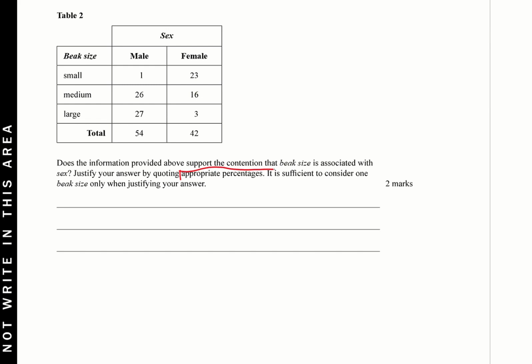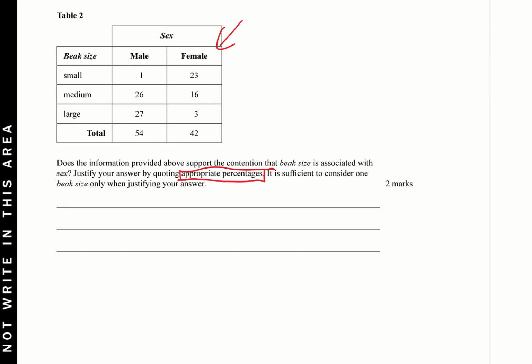Now, this is super important because at the moment, that isn't in percentages, so we have to change that into percentages. All right, it asks, is it sufficient to consider one beak size only when justifying your answer? In that case, you pick a beak size. I'll look at the large beak size and use my judgment. If you want, you can use small, and as you'll see, the medium is probably not that helpful. Okay, so let's actually calculate these.